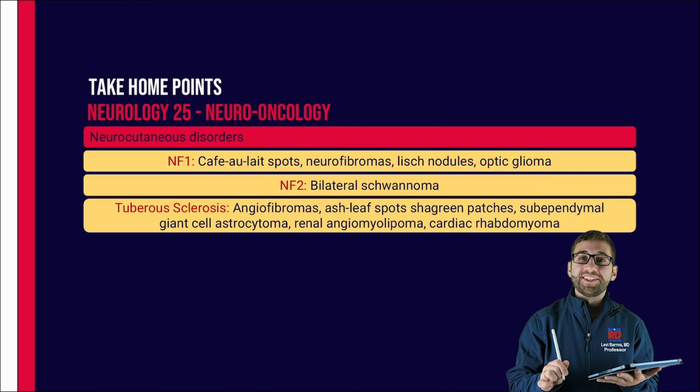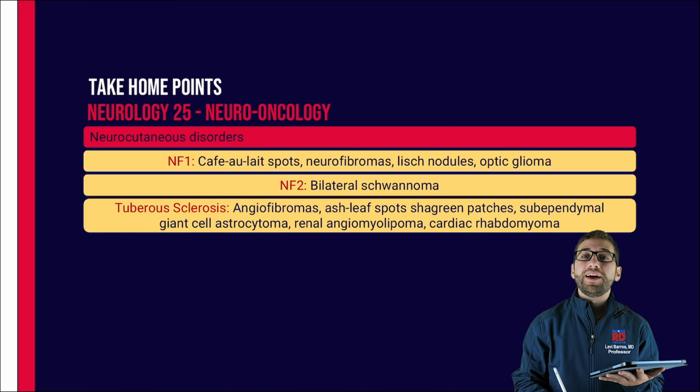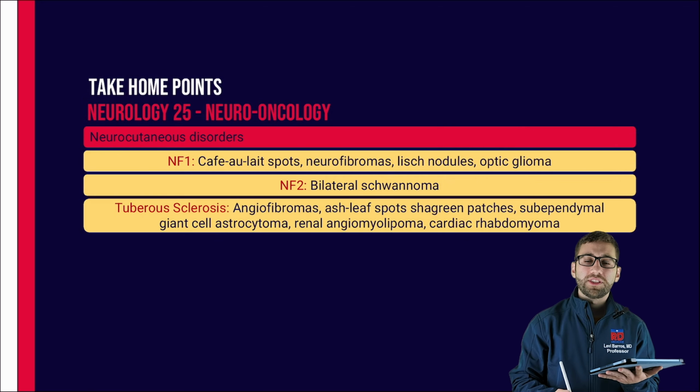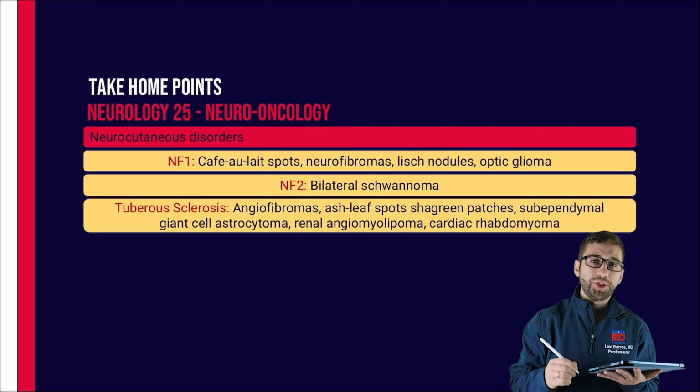Tuberous sclerosis is characterized by facial angiofibromas, ash-leaf spots, shagreen patches, and the presence of benign tumors such as subependymal giant cell astrocytomas and renal angiomyolipomas. It is caused by mutations in the TSC1 and TSC2 genes.